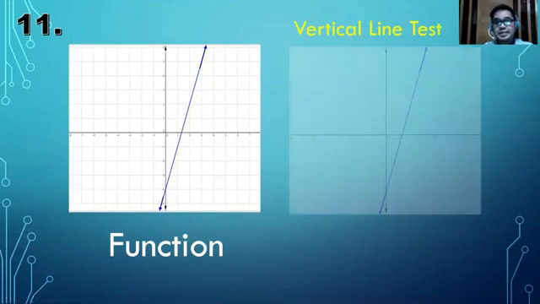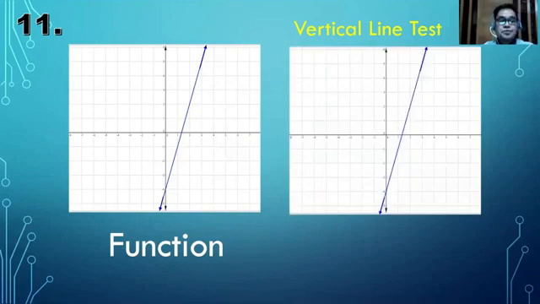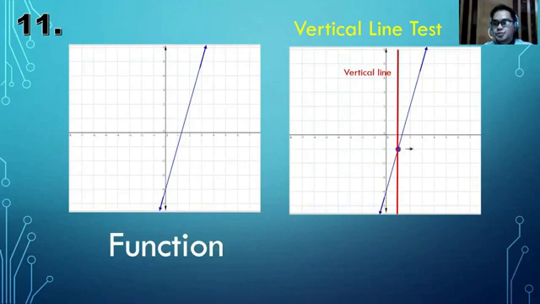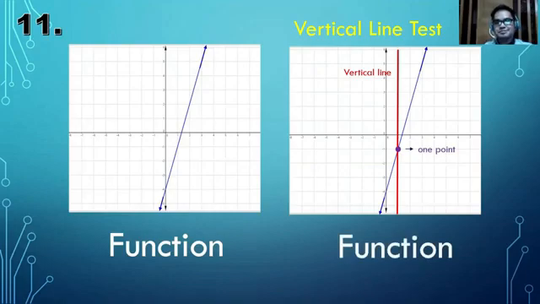According to the vertical line test, if you are going to draw a vertical line, just like this red one, that passes through the graph and intersects at one point. Okay, how many points? There is 1 point. Then it is called a function. That is the indication of a function in a graphical illustration.